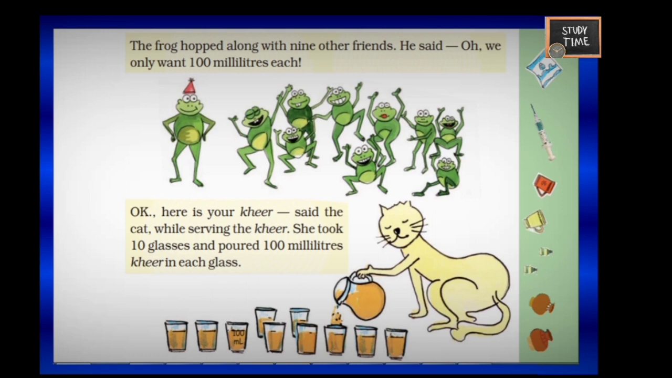So altogether, the frog drank 10 into 100 ml, equal to 1000 ml. So 1000 ml is 1 liter. So the frog and his friends drank 1 liter of kheer.